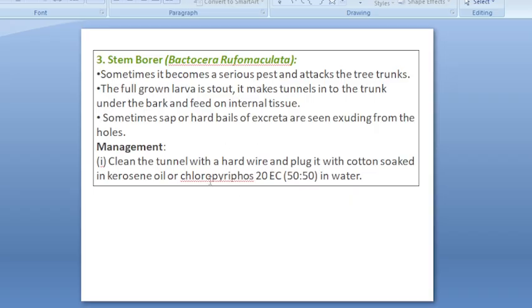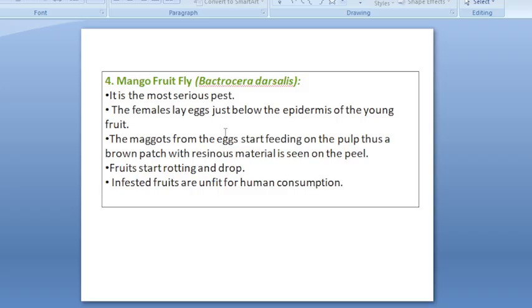We can spray chlorpyrifos, or we can just open the infected portion, and we can keep some naphthalene balls, or we can also pour some kerosene.